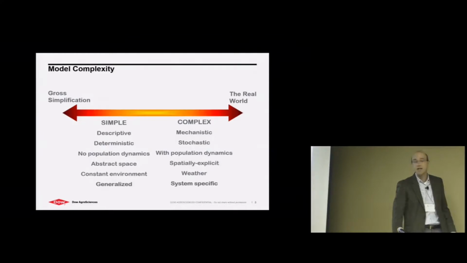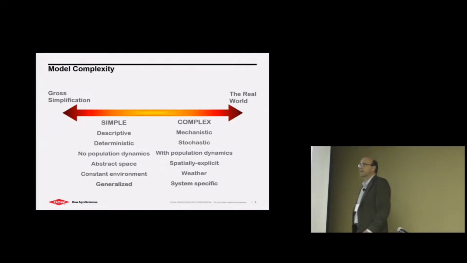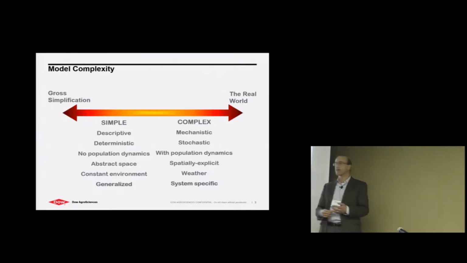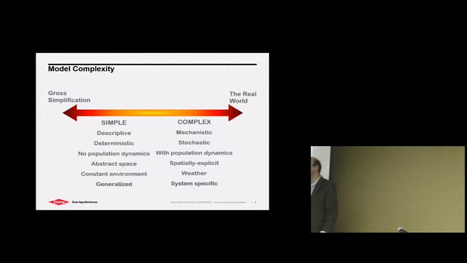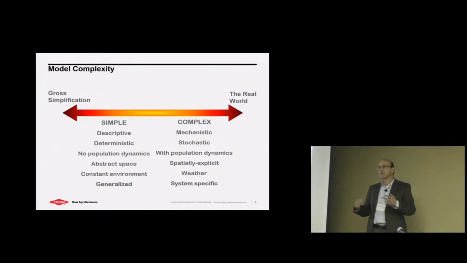through this presentation. We've also seen a whole range in terms of the complexity of the models that people are playing with. You've got Dave Onstad, who's very complex. I don't know who I'm going to call simple, but maybe me. We have this huge range in terms of the complexity of the models and how they relate to the real world. So the simple models are descriptive, deterministic, lacking population dynamics, abstract in terms of space. They're assuming a constant environment. And you get a generalized model that will give you generalized solutions. It'll give you the big three parameters.